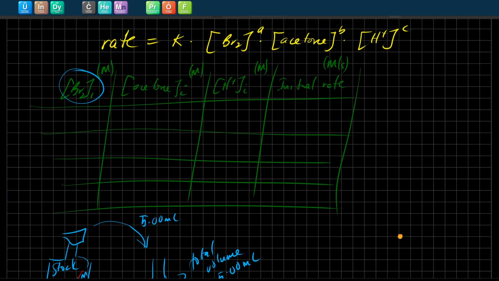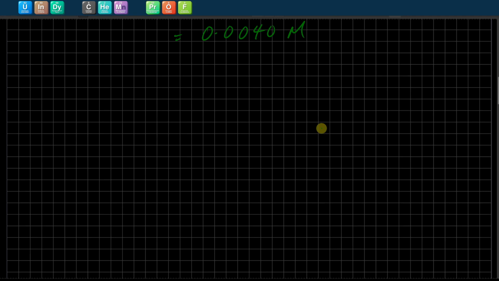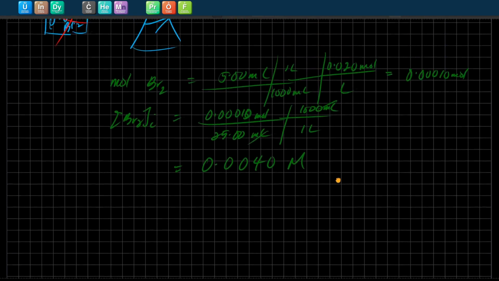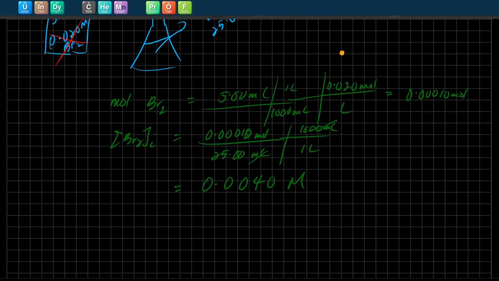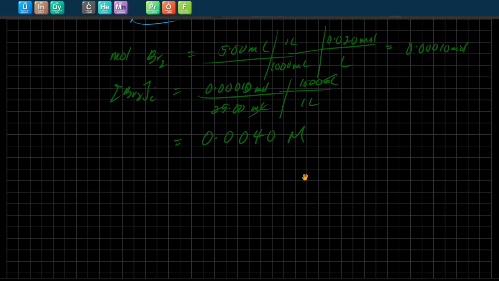What about the initial rate of this reaction? Well, in this particular reaction, we're going to make sure that the concentration of bromine is much, much smaller than the concentration of all the other things. That way, throughout the course of the reaction, bromine is our limiting reactant, and the other concentrations are so large that we can assume that they don't really drop by much.